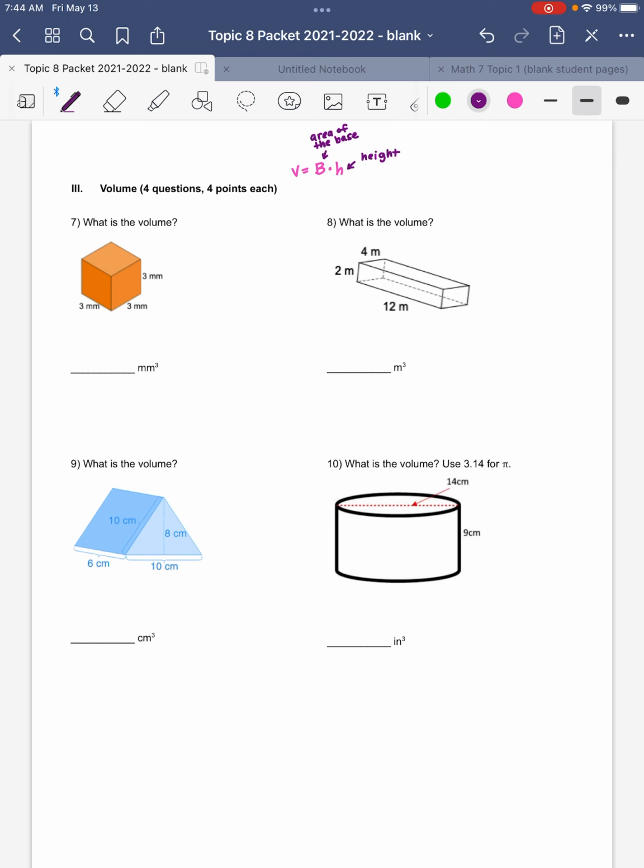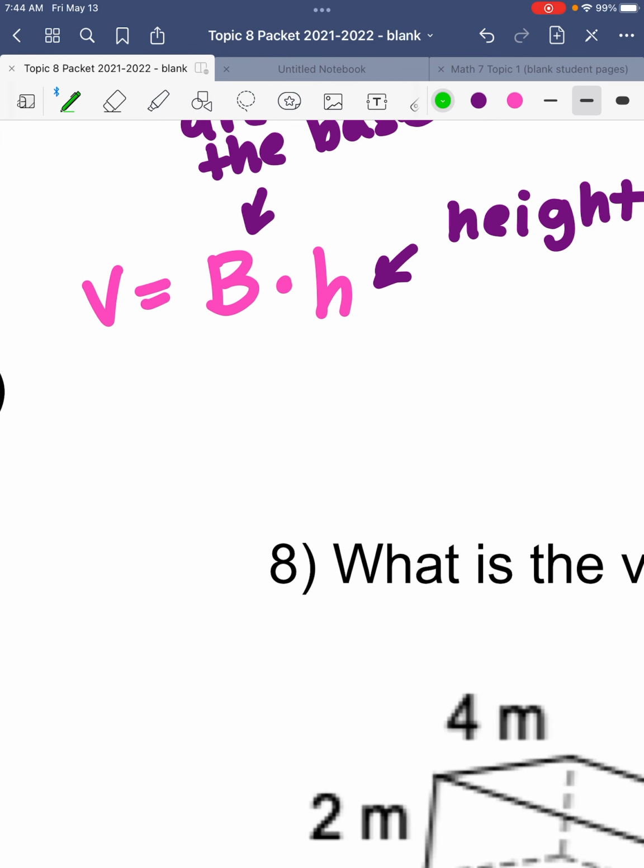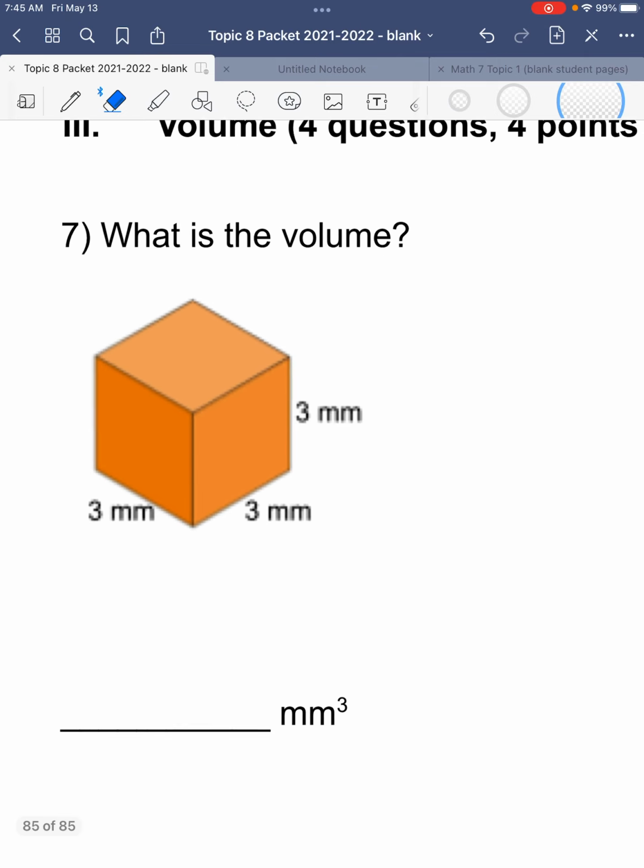I think 7 and 8 are the easiest ones here because rectangular prisms and cubes, when you think about area of the base for those, well, they're going to be length times width, right? And then you just multiply that times the height. So our formula even gets a little bit more simple.